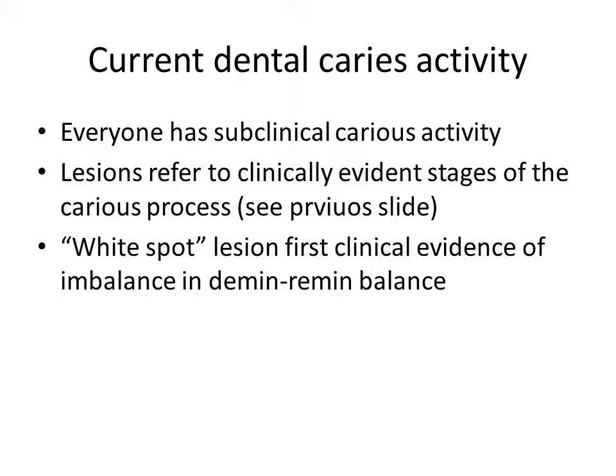I'm talking more so about very early clinical indications of disease progression. So for example, if we see white spot lesions on the enamel surface, that is the first clinical evidence that we have a disease process that is progressing towards cavitation. So minerals are being lost, more minerals are being lost than are being redeposited on the tooth surface. So the white spot lesion tells us that there are currently active lesions in a patient's mouth.